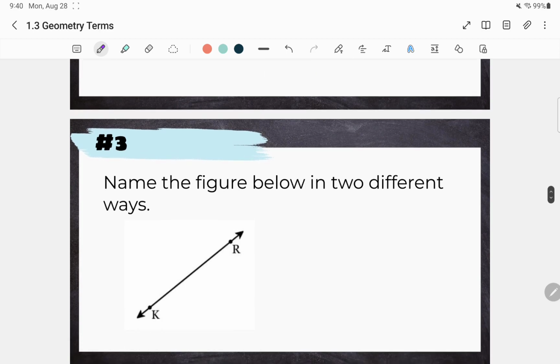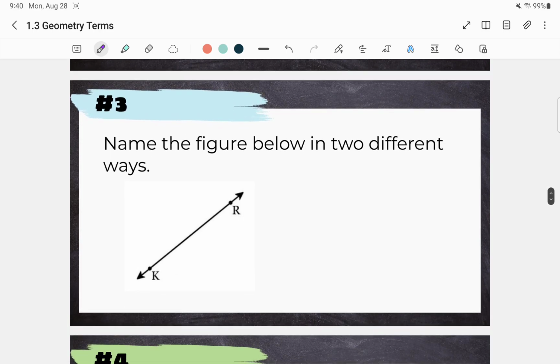For number 3, we have a line this time, so I can use any 2 points. So KR is going to be one of them, and RK is going to be the other one. Notice the symbol above it is the line with 2 arrows on it.